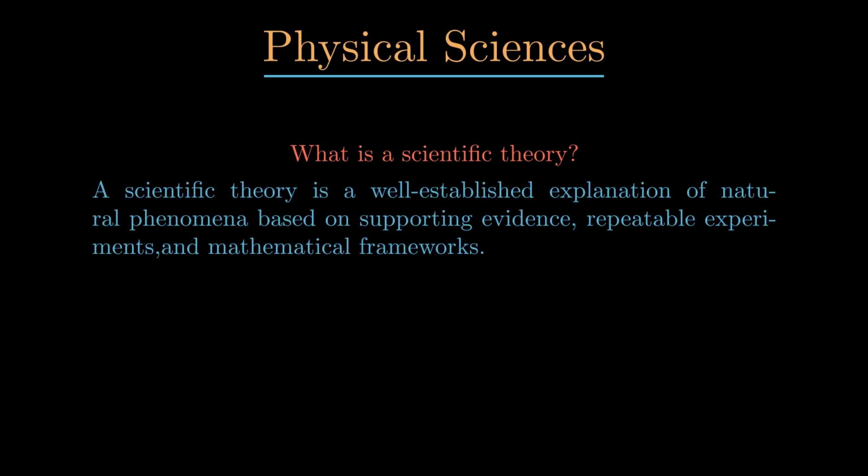Right. Scientific theory is a well established explanation of natural phenomena based on supporting evidence, which just repeats what I described science to be anyway. But scientific theory is that explanation. So that explanation that you come up with, which is supported by evidence and mathematical frameworks, and also you can be able to demonstrate it experimentally.